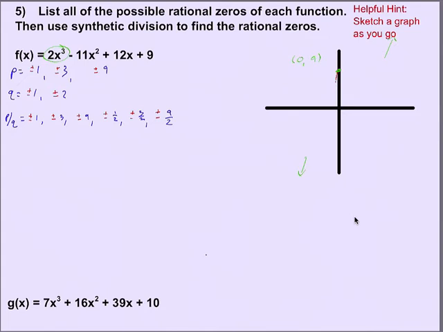It's up to you to decide which negative number you want to try first. I'm going to go with what I think is the easiest to do the math for, which is negative 1. So I'm going to try synthetic division with negative 1, and we will see if negative 1 is a root.